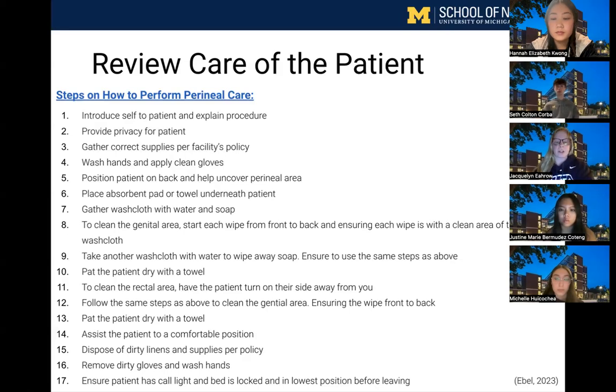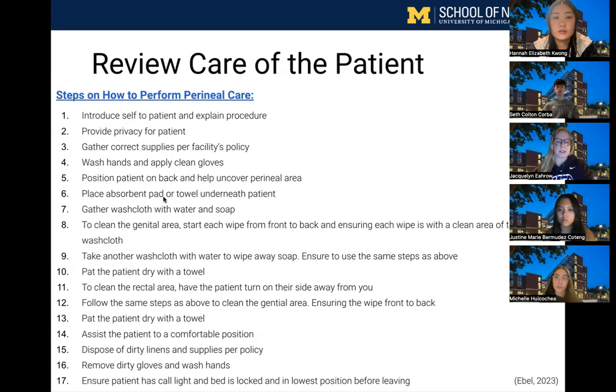Step three, you want to make sure that you gather your supplies. This can be dependent on facility, but it is often a basin, skin safe cleanser, washcloths, and towels. Some facilities may use disposable wipes instead of water and soap. At this time, it is important to get lukewarm water. Be sure to feel the water before using on the patient. You can also ask the patient at this time if it is comfortable for them as well. Step four, wash and put on clean gloves.